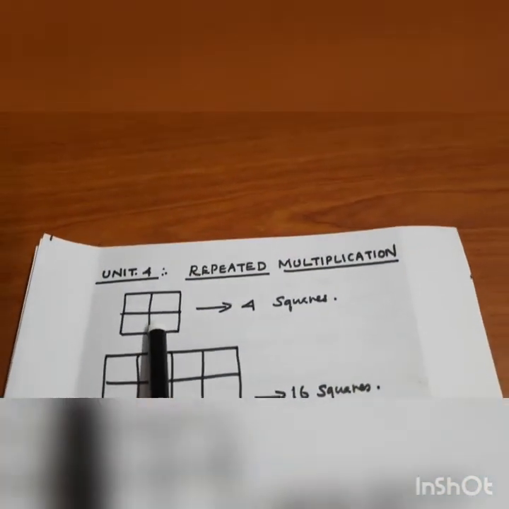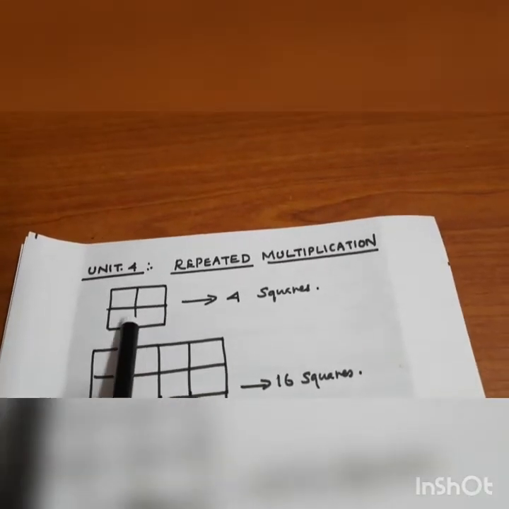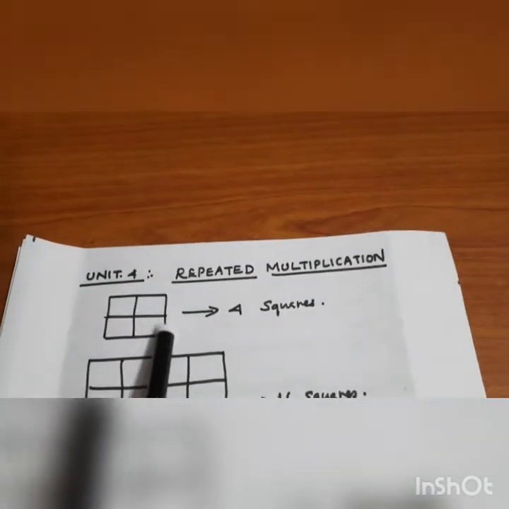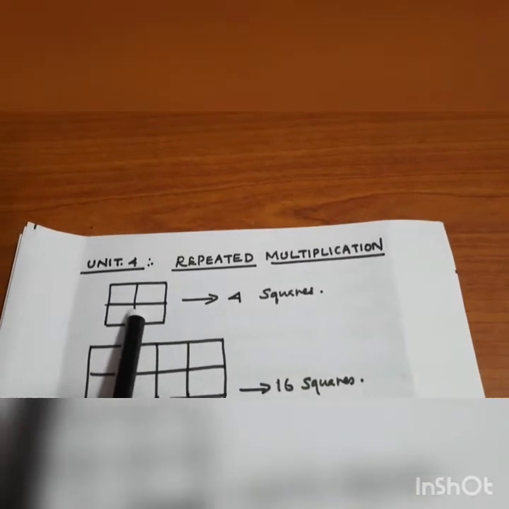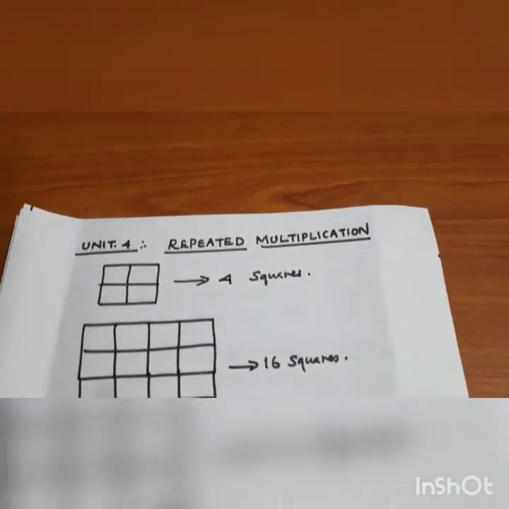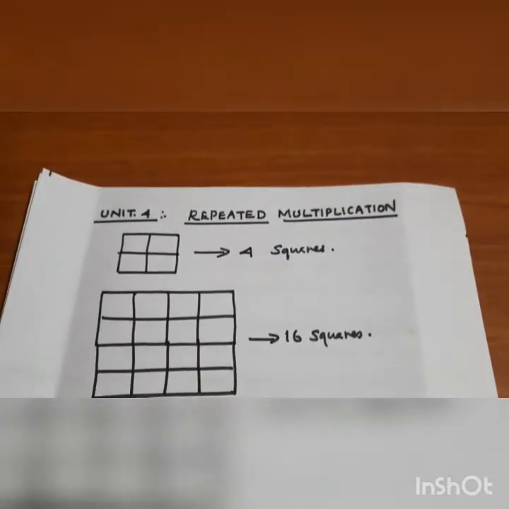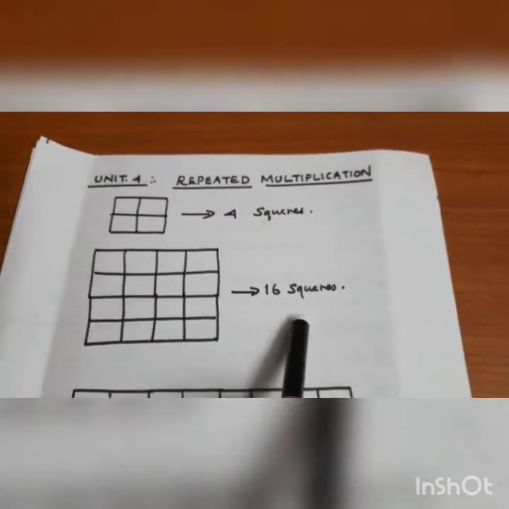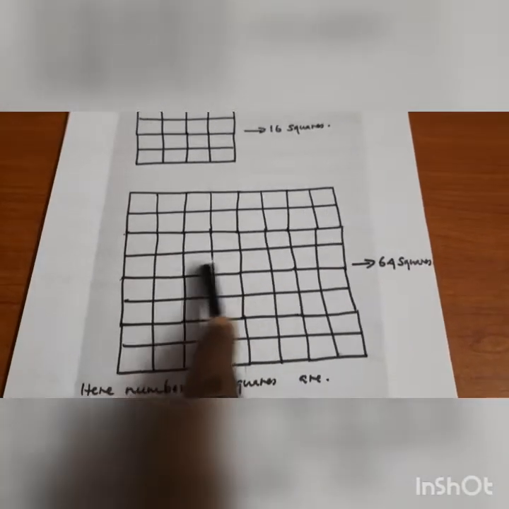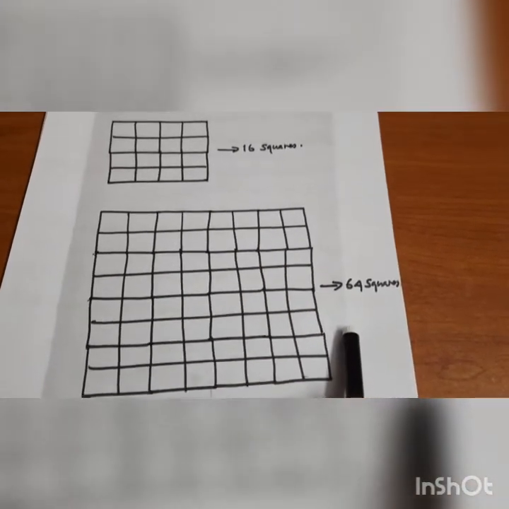Here, you can see small squares. How many small squares are in this picture? In the first picture, there are 4 squares. What about in the second picture? Count it. There are 16 squares. And in the third picture, count one by one, you can get 64 squares.